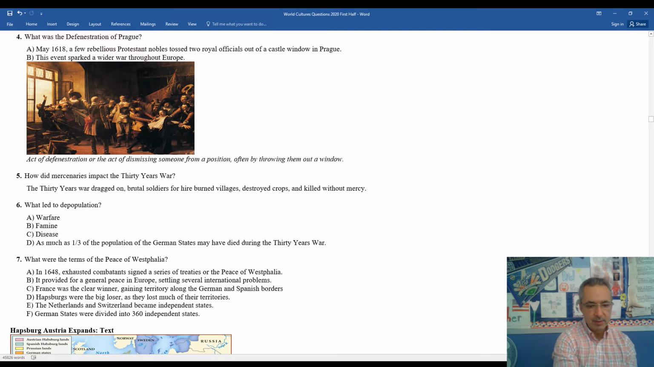Second, what were the terms of the Peace of Westphalia? In 1648, exhausted combatants signed a series of treaties, which became known as the Peace of Westphalia. It provided for a general peace in Europe, settling several international problems. France was the clear winner, gaining territory along the German and Spanish borders. The Habsburgs were the big loser, as they lost most of their territories. The Netherlands and Switzerland became independent states. German states were then divided up into 360 independent states.